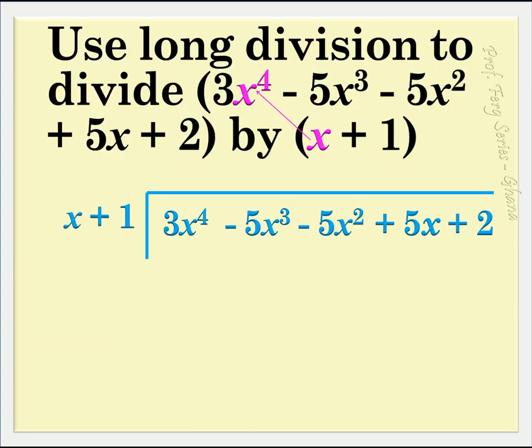In this problem, we need to start with the highest index, and that is 4. So, let us divide 3x^4 by x, to get the first term of the quotient, 3x^3. 3x^4 divided by x will give you 3x^3. Note, when dividing, we subtract, and when multiplying, we add.